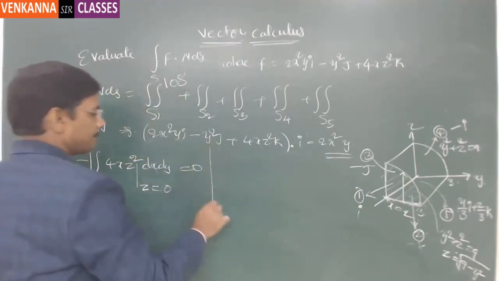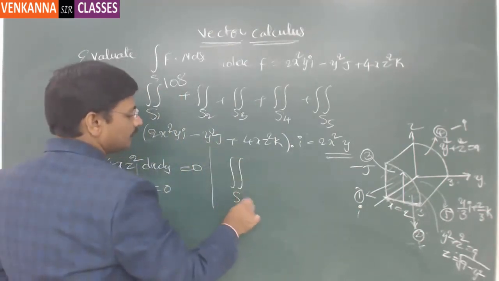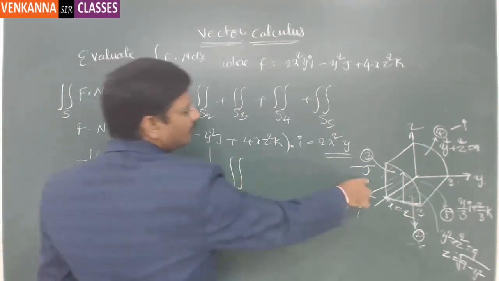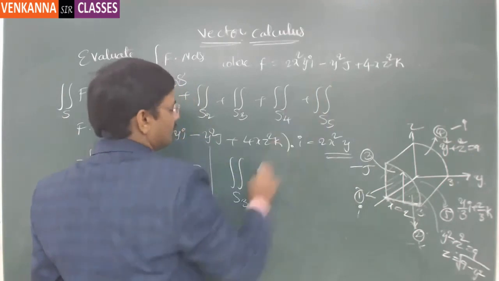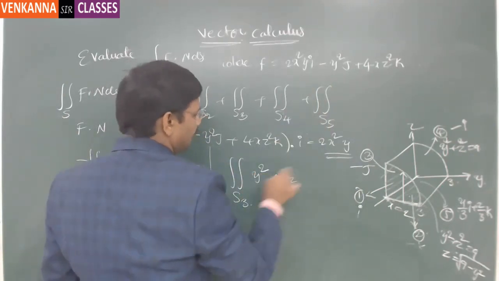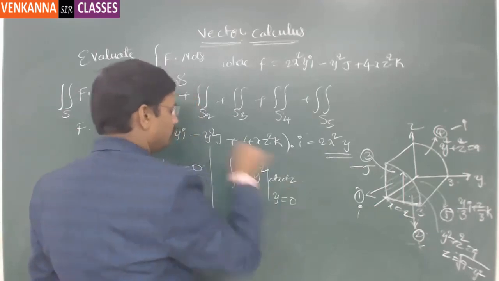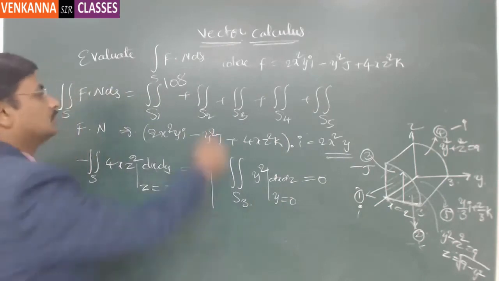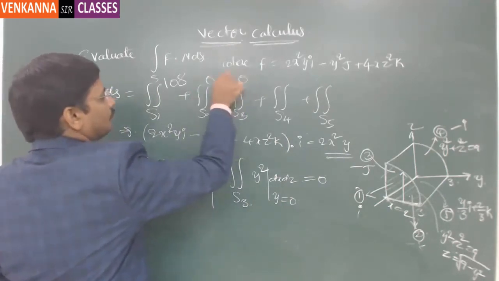Similarly, if you take surface number 3, this side surface against the y, then the double integral over the surface S3, dot product with minus j, is coming out to be minus y square, and then dx dz, and then y is equal to 0. This surface is also coming out to be 0.